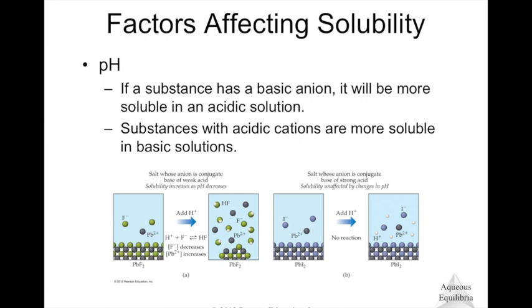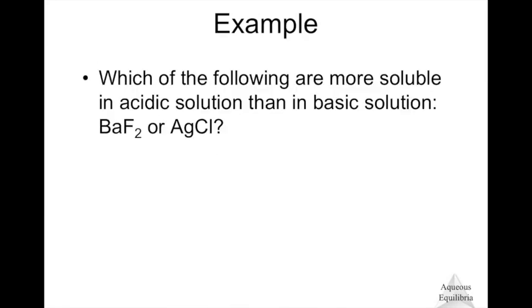So some things can affect solubility of solutions other than the common ion. The pH can affect the solubility of something. So if the substance has a basic anion, it will be more soluble in an acidic solution, and the reverse is true. If it's got an acidic cation, it's going to be more soluble in a basic solution. So when they ask you about when things are basic, you'll want to be looking at those.